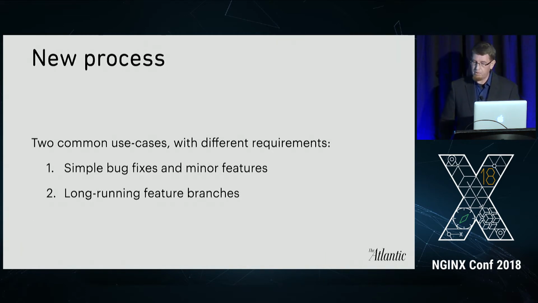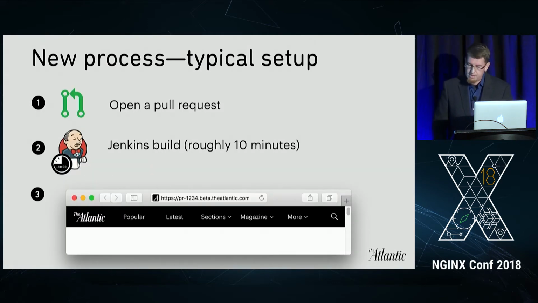I sort of touched upon it earlier, but we have 2 common use cases with different requirements. 1, simple bug fixes and minor features. 2, long-running feature branches. The typical process is a developer opens a pull request. The Jenkins build is automatically kicked off via webhook, and in around 10 minutes, a new QA environment is available, named off that pull request number. Product managers and QA or other developers can just browse to this URL and see the newly staged code changes and let you know if everything's working okay.